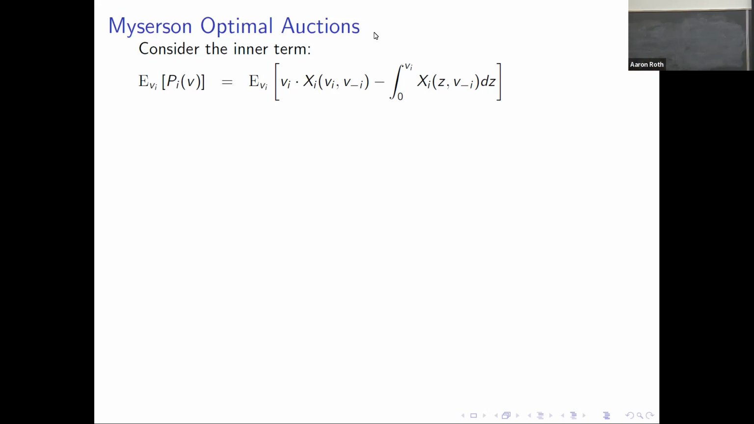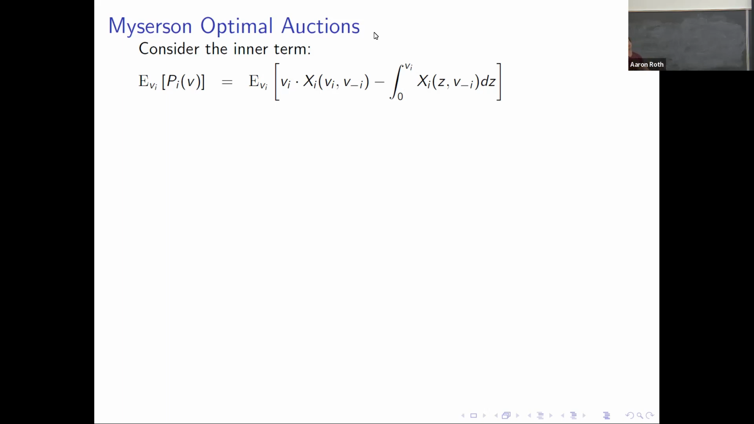This was the main theorem we proved in the single parameter domain lecture. If X is a monotone allocation rule, then the payment rule that makes it truthful has to look like this. It's just your value times the allocation rule when you bid your value, minus the integral over all of the bids less than or equal to your value, from 0 up to your value, of what the allocation rule would have said had you bid this lesser value.